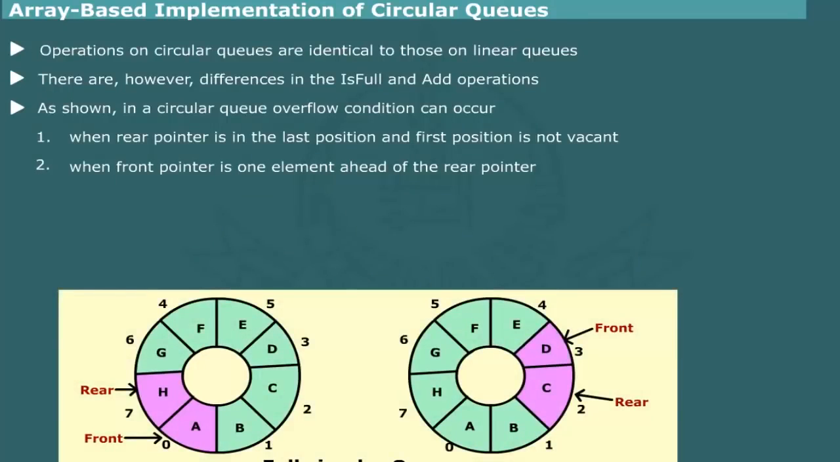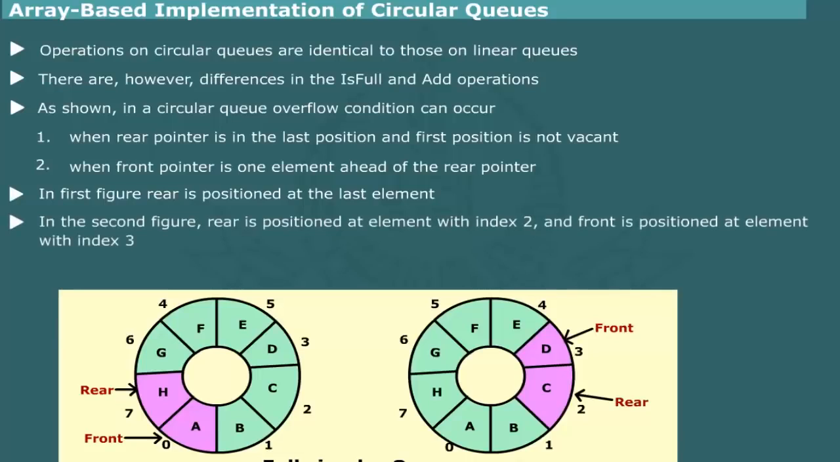These conditions are illustrated in the figure. Notice that in the first case, the rear is positioned at the last element with array index 7, while the first element of the array with index 0 is already occupied. In the second case, rear is positioned at the array element with index 2, while front is positioned at array element with index 3. In both cases, it is not permissible to add a new element. Thus, in implementing the isFull and add operations, we must check for these conditions.